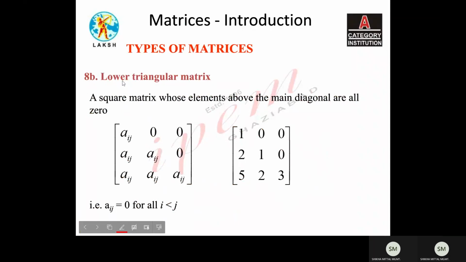The second one is lower triangular matrix, a square matrix whose elements above the main diagonal are all 0. That is, the main diagonal is 1, 1, 3, and the elements above the main diagonal are all 0. This matrix is known as the lower triangular matrix. That is Aij is equal to 0 for all i less than j.